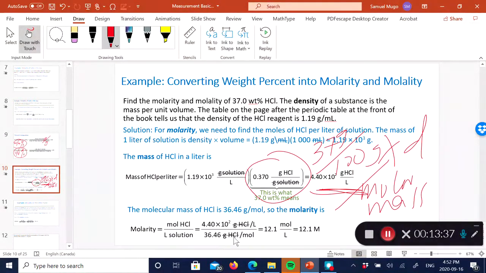The molar mass of HCl is 36.46, which you get, of course, from the periodic table. Hydrogen is around 1 gram per mole. Chloride is 35.5 grams per mole. You combine the two, and then you get that number. And that's how you get the molarity of 37 percent HCl. So that way you can convert between percent and molar concentration.